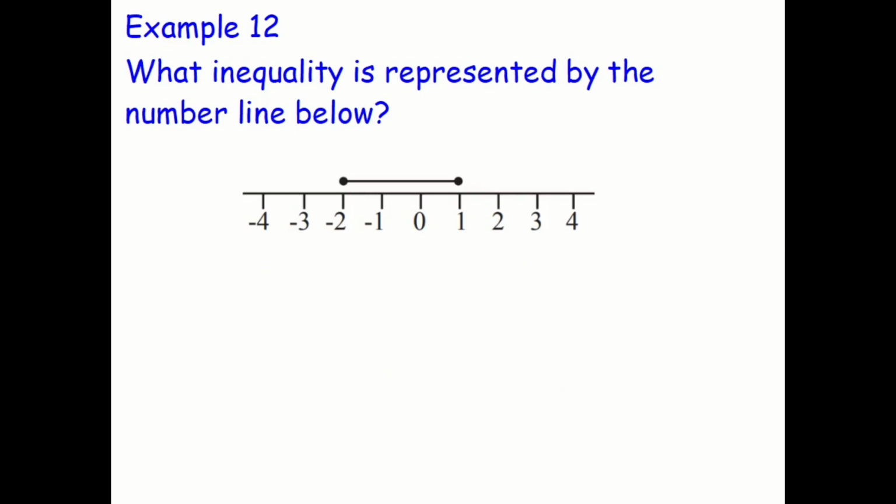And example 12, what inequality is represented by the number line below? So I've got -2 on this side and 1 on this side. X is less than or equal to 1, but greater than or equal to -2. Why greater than or equal to? Because they're coloured in. And they're going this way because x can take any of these values in between here. So x is greater than or equal to -2, but less than or equal to 1.